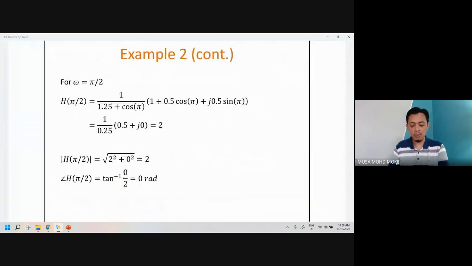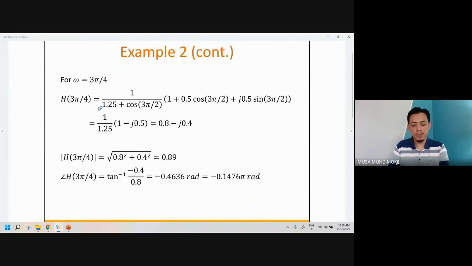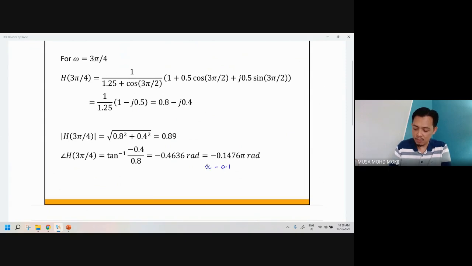So when you do pi over 2, you will get these values. H at pi over 2, after solving this, you will get only real value, no imaginary value, and you'll get 2. So the phase is again 0 here. And then this is for 3 pi over 4. You will get 0.8 minus j0.4, and you will get 0.89 for the magnitude. And this is minus 0.15 almost. If you want to simplify that a bit, 0.15 pi, but this is negative. The first one, we get 0.15 pi positive.